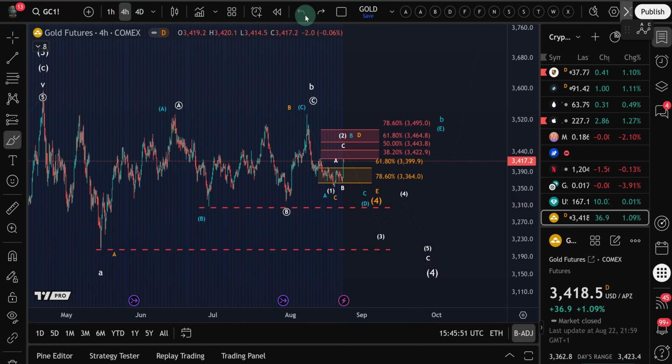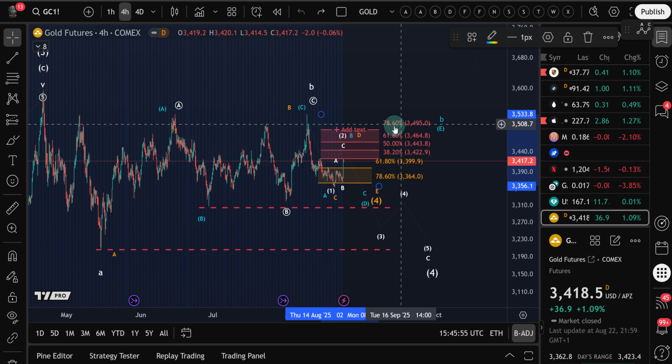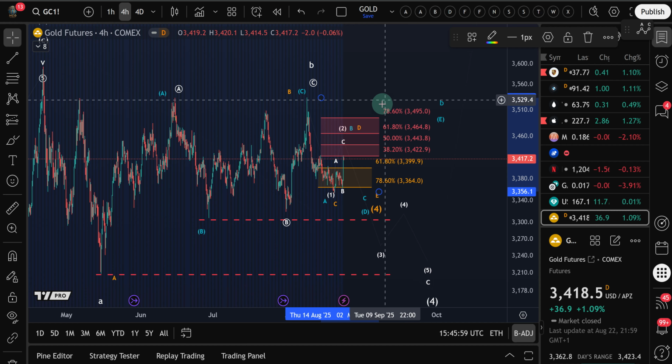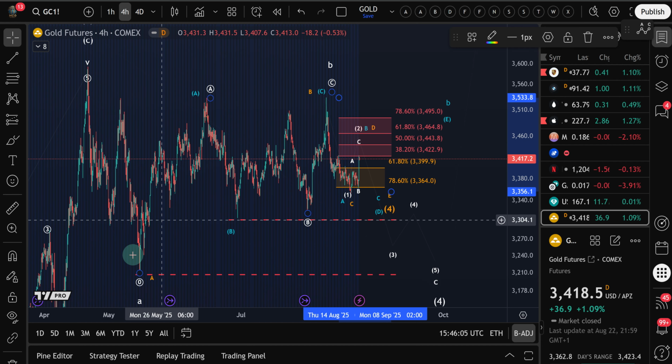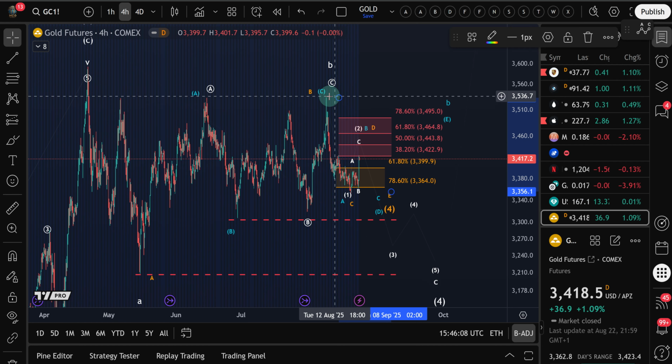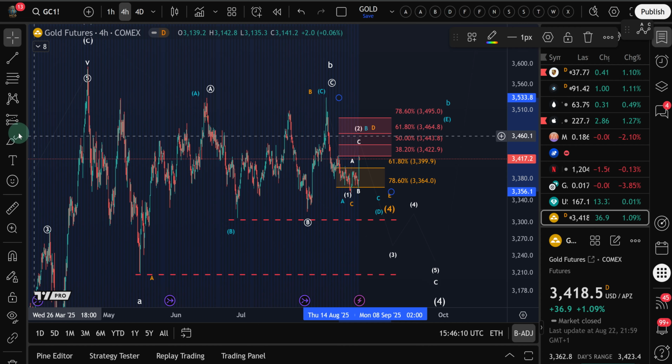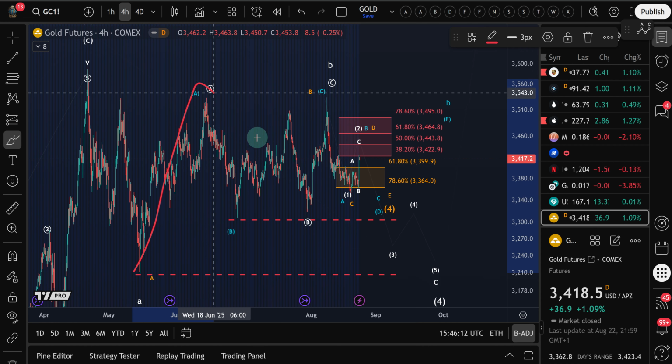That is high risk, especially as long as the market stays below the $3,495 level, because that is the key pivot here. You see, we have a sideways consolidation pattern. And honestly, the idea here of an ABC structure to the upside doesn't really look ideal.